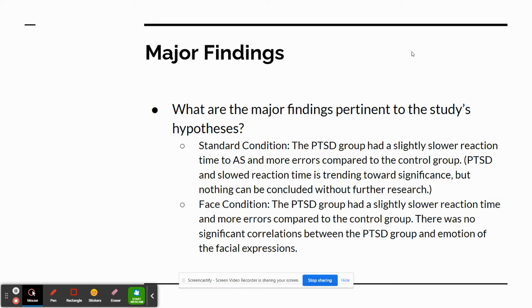And then in terms of the face condition experiment, the PTSD group had a slightly slower reaction time and more errors compared to the control group. There was no significant correlation between the PTSD group and the emotion of the facial expressions.